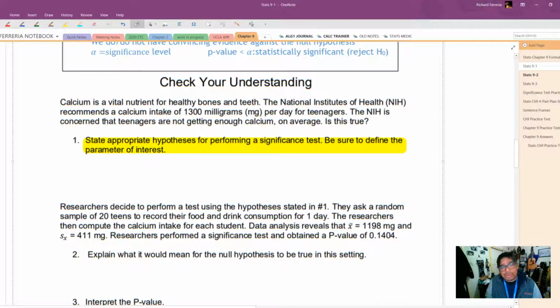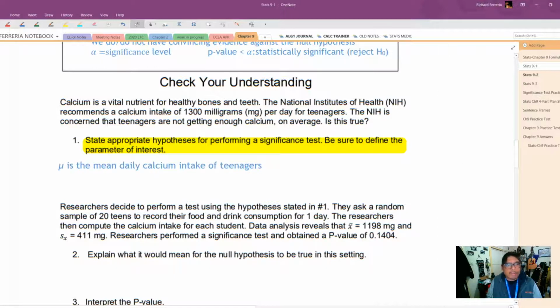So we're going to be doing this symbolically with the symbol mu. So we're going to have to say what mu is. We start off by saying that mu is the mean calcium intake of teenagers, because that's what we're really trying to figure out. And then we say that mu is 1300. And we get 1300 here because that's the number that we're measuring up against. We're saying the NIH calcium intake is 1300.